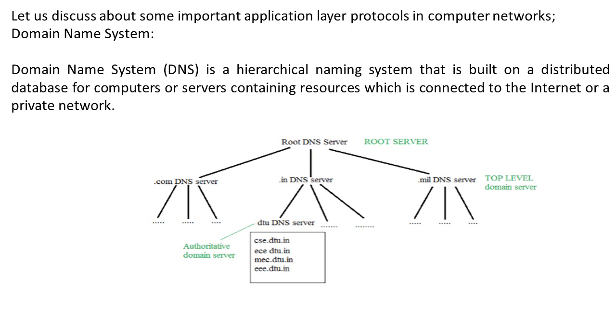Let us discuss some important application layer protocols in computer networks. Domain Name System, known as DNS. It is a hierarchical naming system built on a distributed database for computers or servers containing resources which are connected to the internet or a private network.